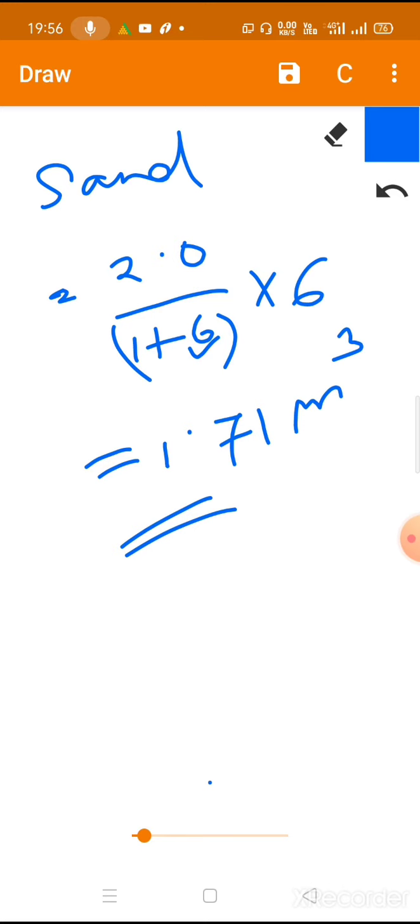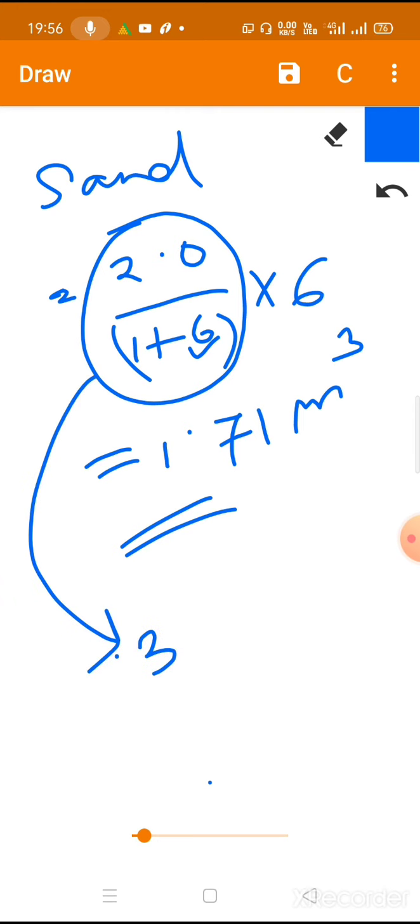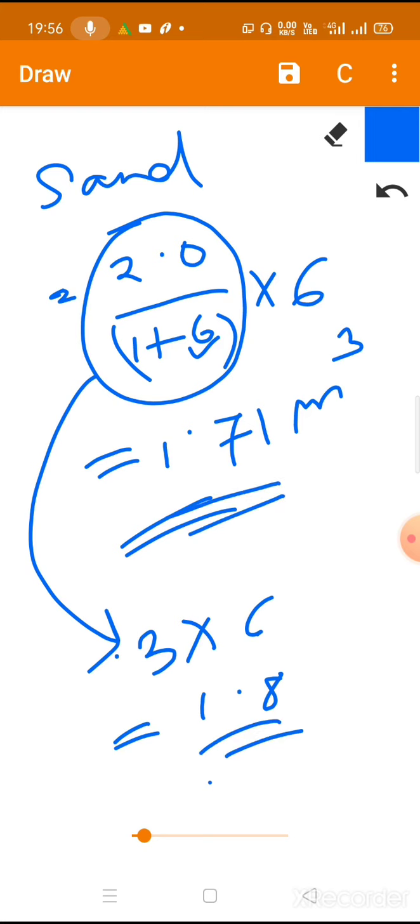Many people do it like this: this was the quantity of cement, we took it as 0.3. So 0.3 into 6, many people take it as 1.8. You can do it like that also. 1.71 and 1.8 doesn't make very much of a difference. So whatever you want to take, you can take. Okay, so let us assume 1.71.